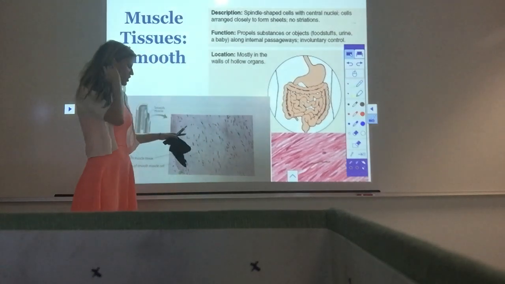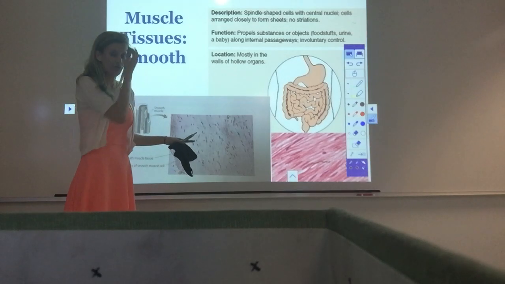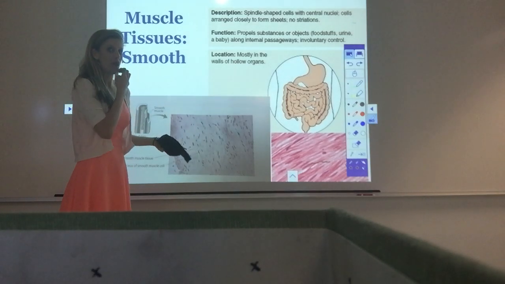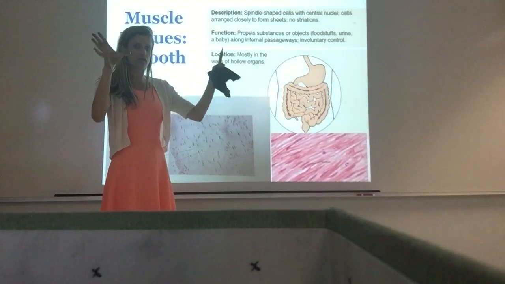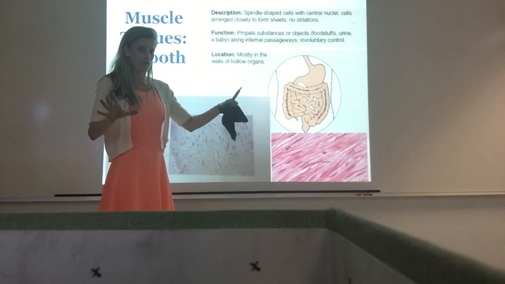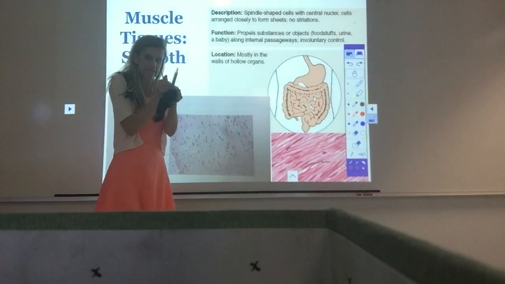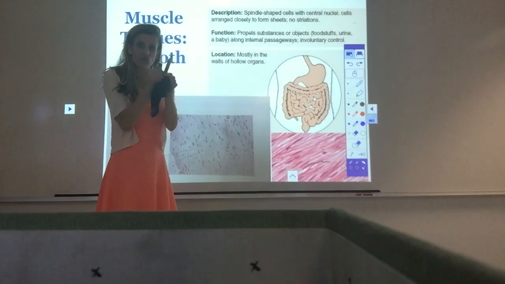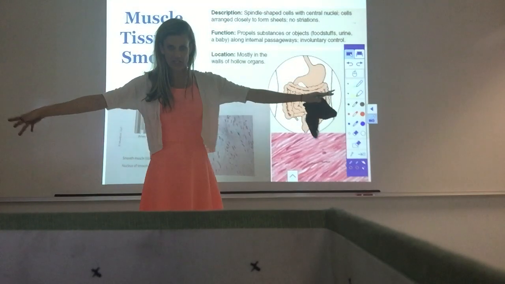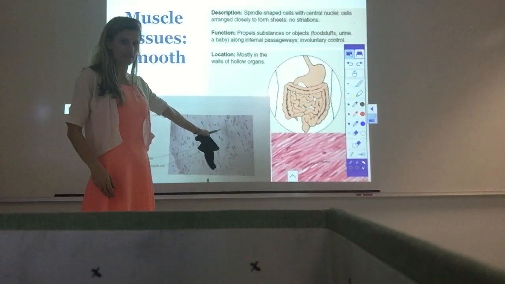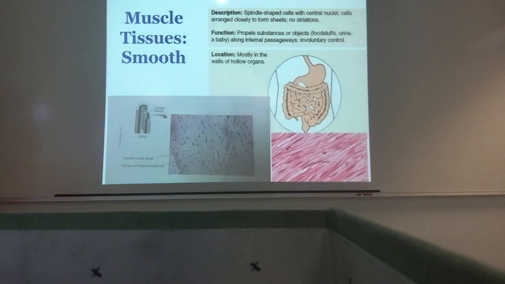This can be hard, you can confuse this with dense regular connective tissue or dense irregular connective tissue. But with those, you see a nucleus inside, collagen outside. When we look at the smooth muscle, the nucleus is inside the cell, right? So you see a nucleus with just the cell around it. Otherwise you see the cell and then pink collagen outside. There's not collagen outside here. This is all cells that you're seeing. The pink that you're seeing is all cells for smooth muscle.